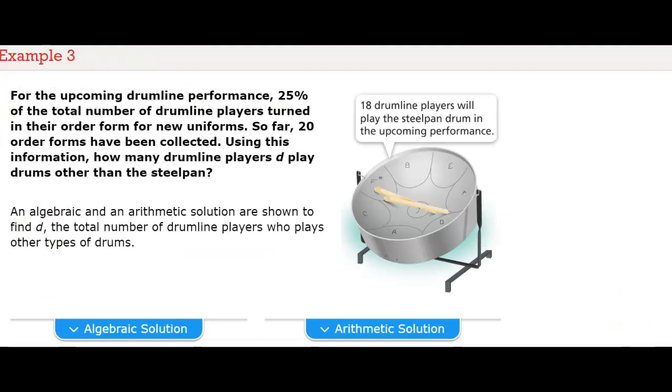For the upcoming drumline performance, 25% of the total number of drumline players turned in their order form for new uniforms. So far, 20 order forms have been collected. Using this information, how many drumline players, D, play drums other than the steel pan?